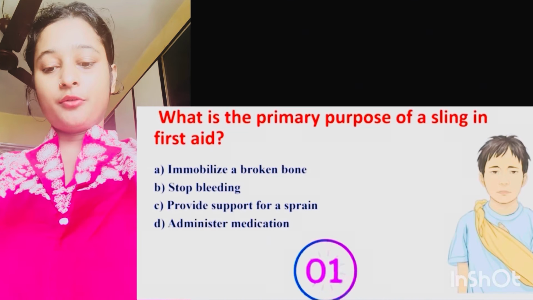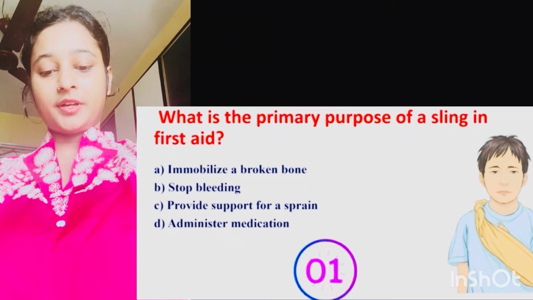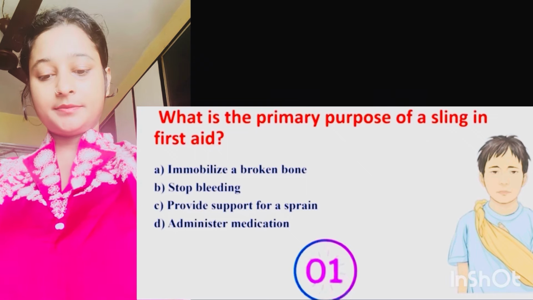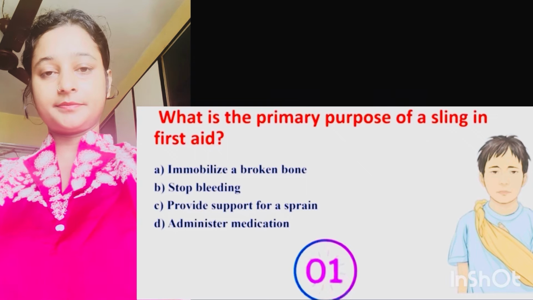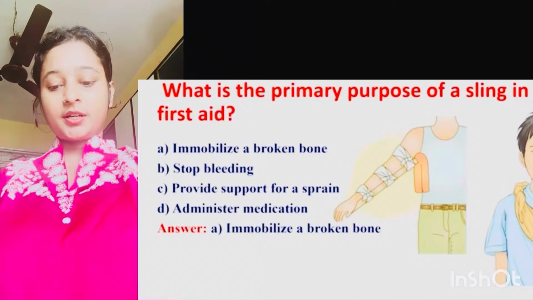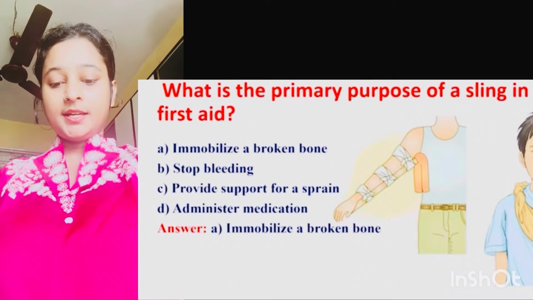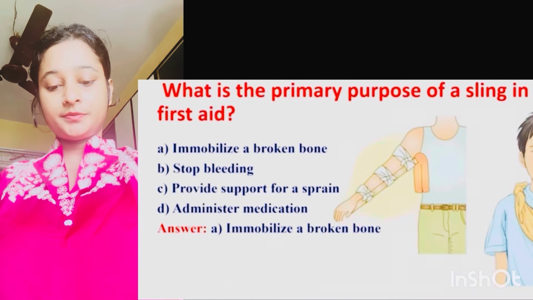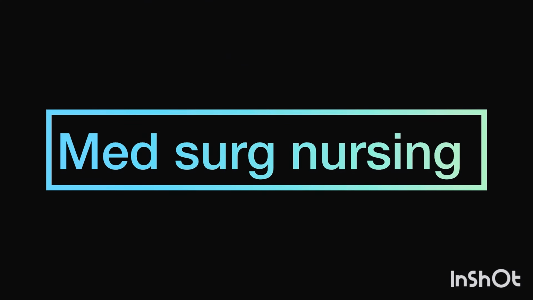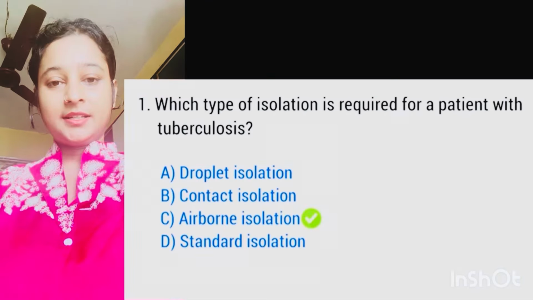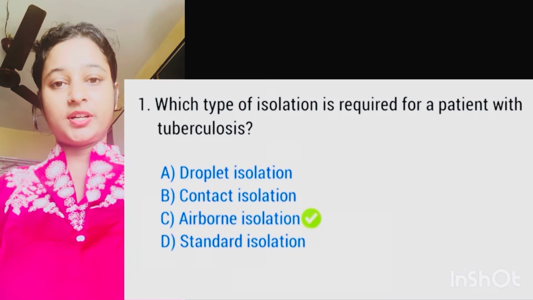Next question, what is the primary purpose of a sling in first aid? Here, correct option is option A, immobilize a broken bone. Let's start medical surgical nursing.